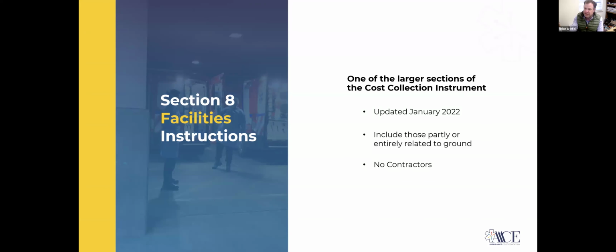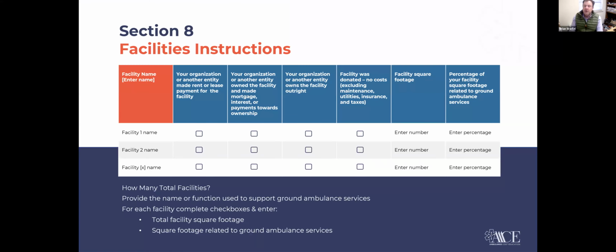Now we're going to talk about facilities. And again, we're only going to include those facilities that are either directly or indirectly related to ground ambulance operations. And we're not going to include any facilities that are used by your contractors. So if you use a billing agency, their building is not going to be reported here. What we're going to do for each facility is we're going to enter it and name it. Make sure you use a name that everyone in the organization would understand. So the address, if it has a specific name that's commonly understood, that's fine as well. And then we're going to check specific boxes and include certain specific information for each facility.